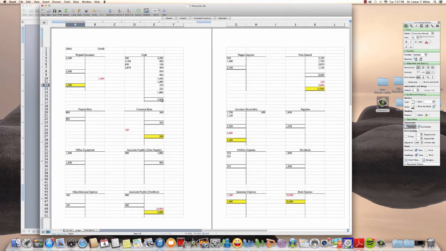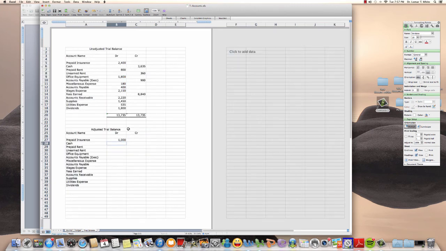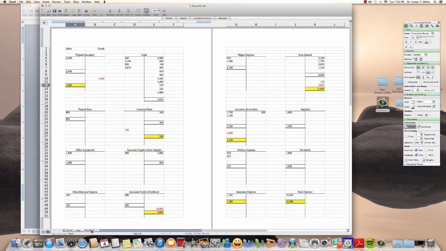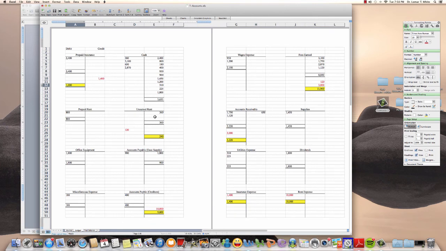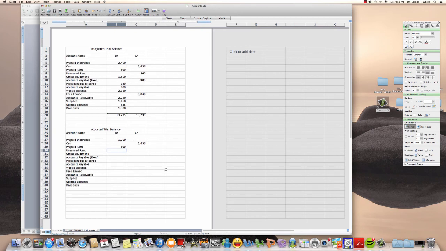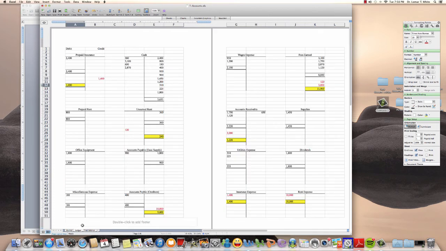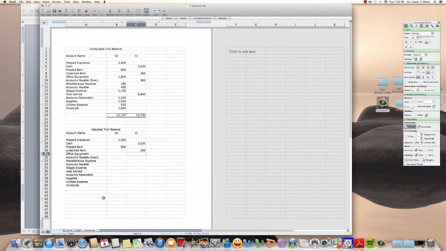My cash did not change. 3,635 on the credit side. My prepaid rent did not change. 800 on the debit side. My unearned rent, that balance changed. Now it's 240 on the credit side. My office equipment did not change. So that's $1,800 on the debit side.